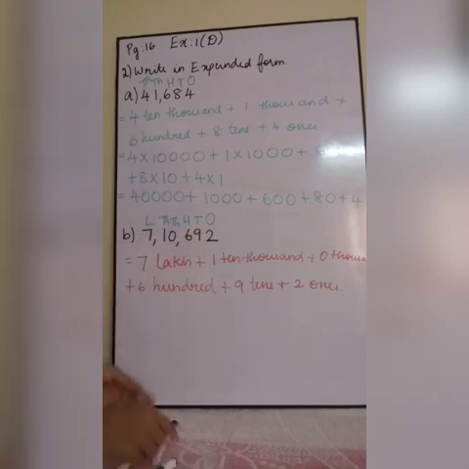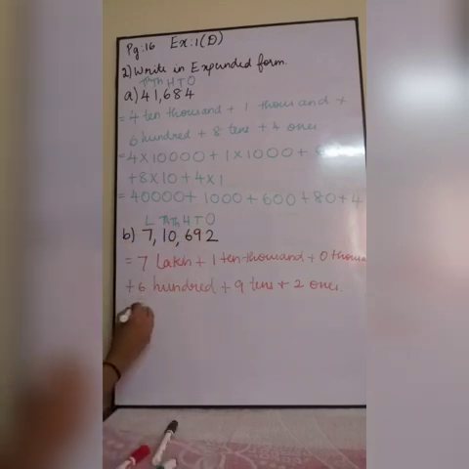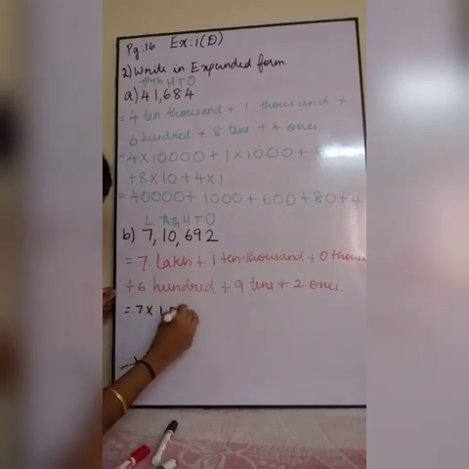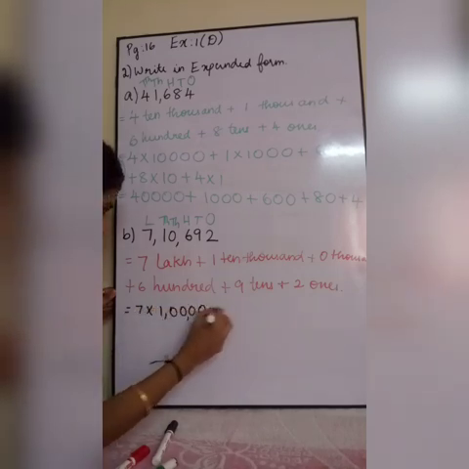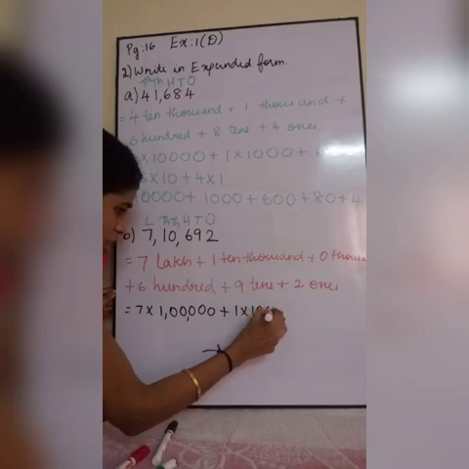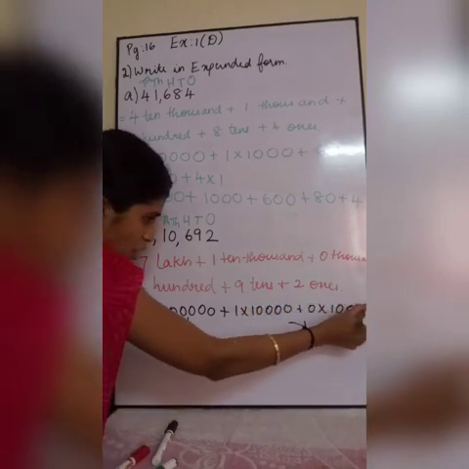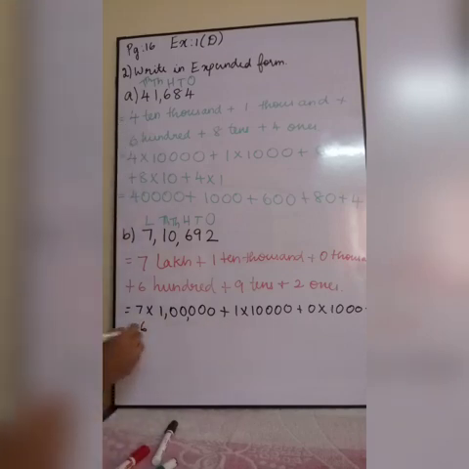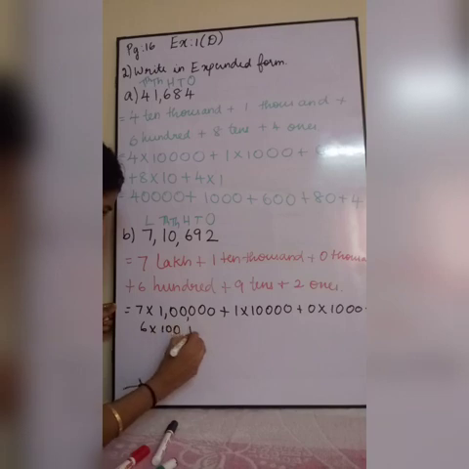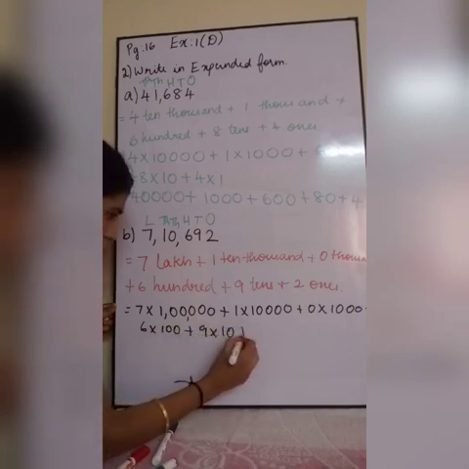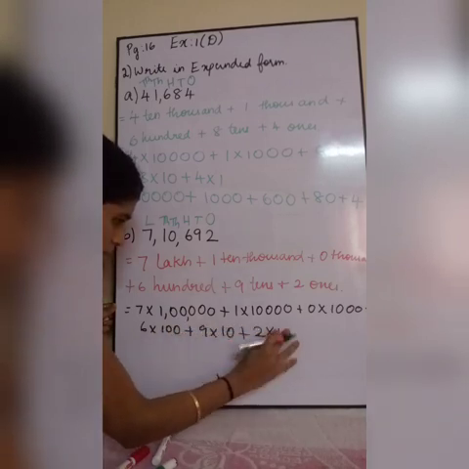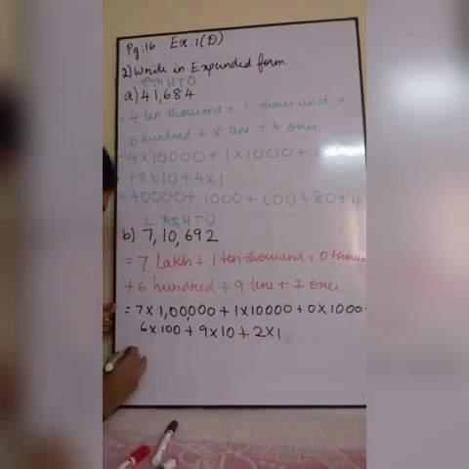So next way, how to write it? 7 into 1 lakh plus 1 into 10,000 plus 0 into 1,000 plus 6 into 100 plus 9 into 10 plus 2 into 1. Okay, this is how.